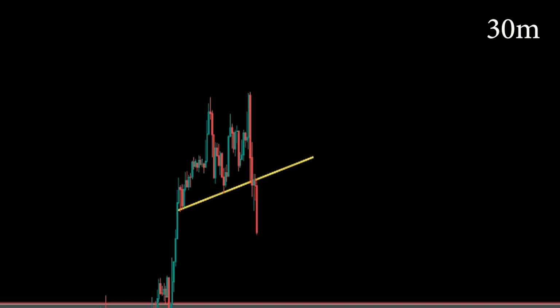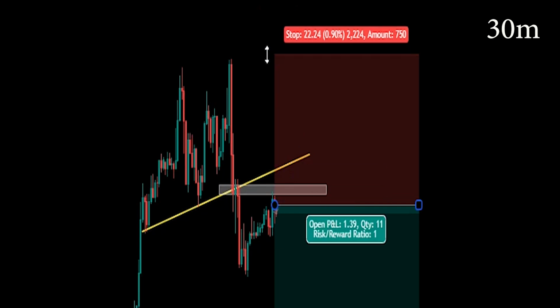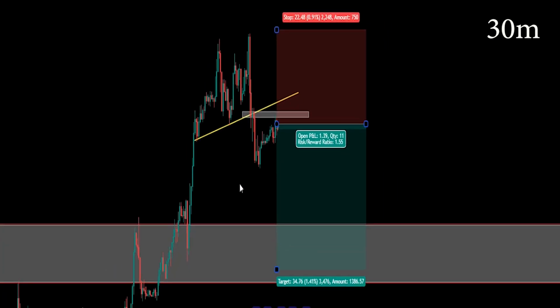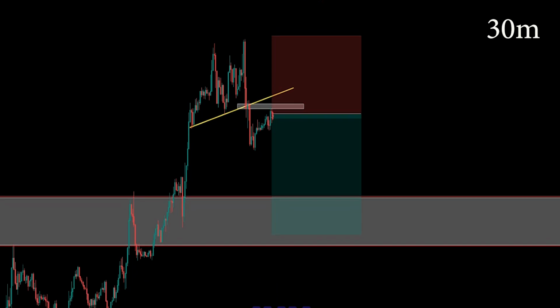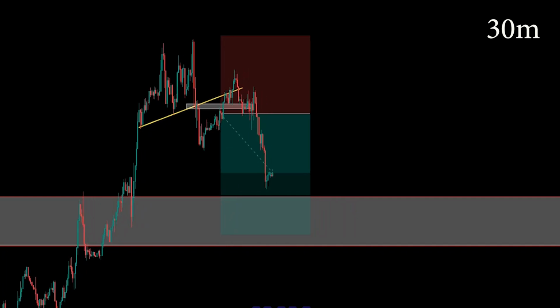Here, I enter a sell position after the price retests the breakout area. Place the stop loss above the previous high. As you can see, the target is beautifully reached. But remember, no strategy in the world has a 100% win rate. That's exactly why we always use stop losses.